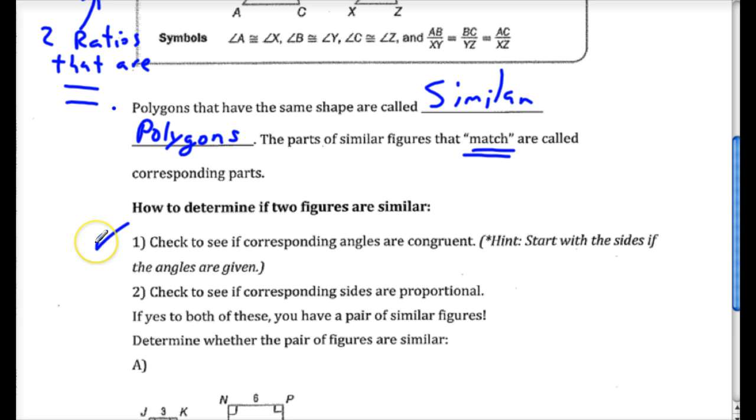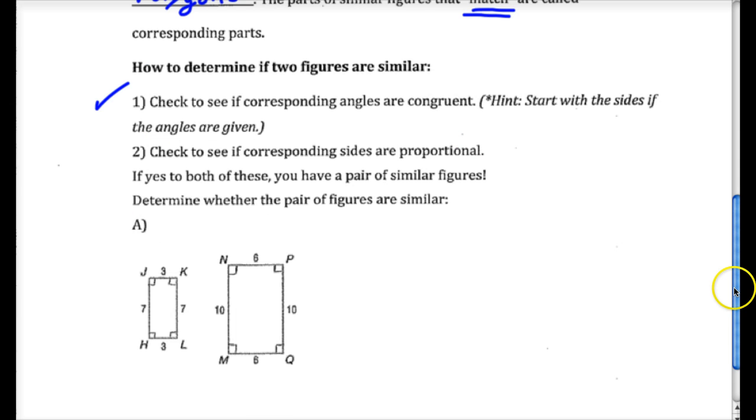First thing you want to do, look at your angles and ask yourself if they're congruent. If you can say no right away, then no, the figures are not similar. If congruent, go right to the sides, and check to see if corresponding sides are proportional. Here's where the work comes into play. If yes to both of these, then you have similar figures. If you say no to one of them or both of them, no, they're not.